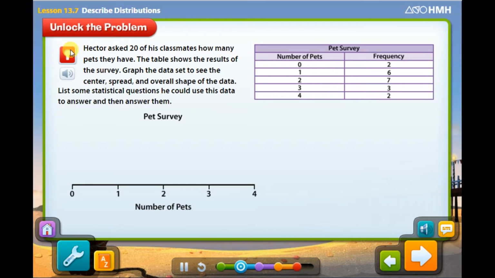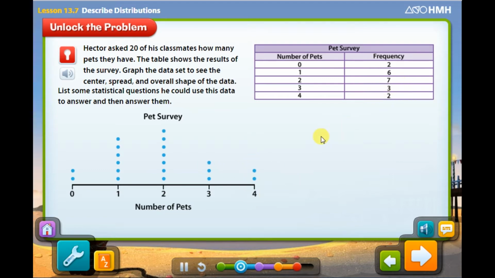How many students in the survey had no pets? So how many students have no pets? 2. So let's plot 2 dots. There are 2 students who have no pets, so show 2 dots over 0 in the dot plot. How many students have 1 pet? 6 students have 1 pet, so show 6 dots over 1 in the dot plot. Show 7 dots over 2 in the dot plot. How many dots do you show over 3? 3 students have 3 pets. 3 dots. And 2 dots over 4.